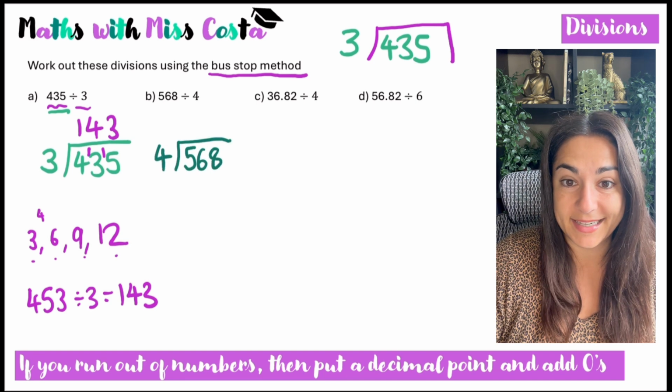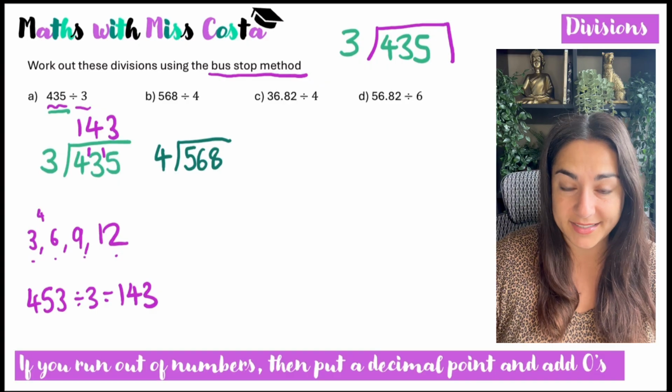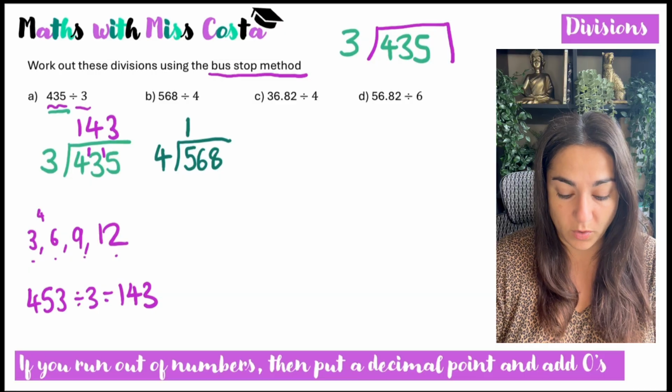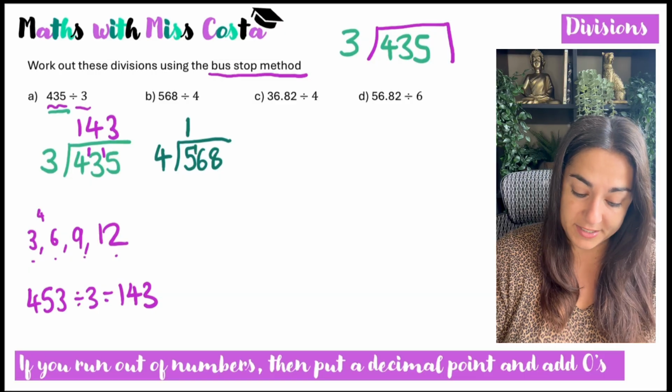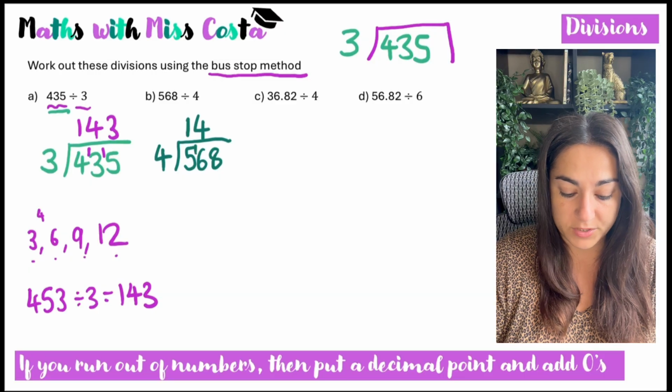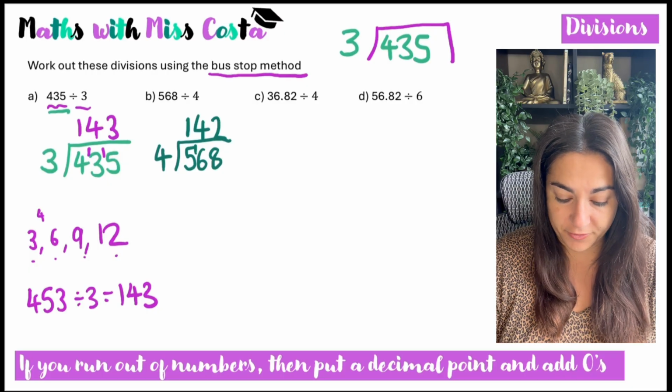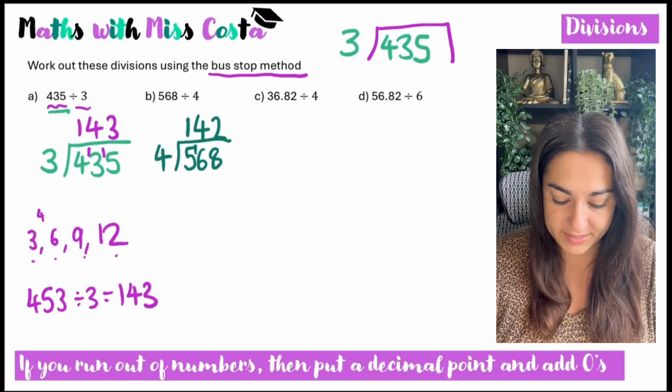So 568 goes inside the bus stop because it got there first. And then I think to myself, how many times does 4 go into 5? That's once, with a remainder of 1. How many times does 4 go into 16? 4 times. How many times does 4 go into 8? Twice. So 568 divided by 4 is 142.